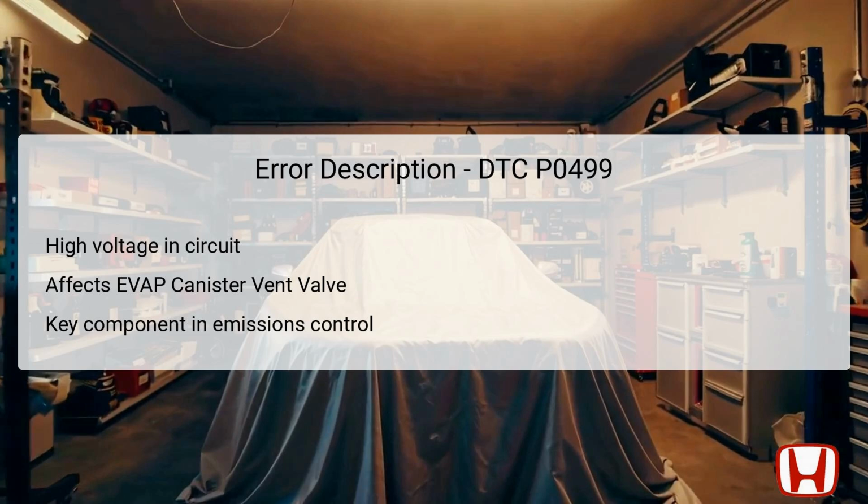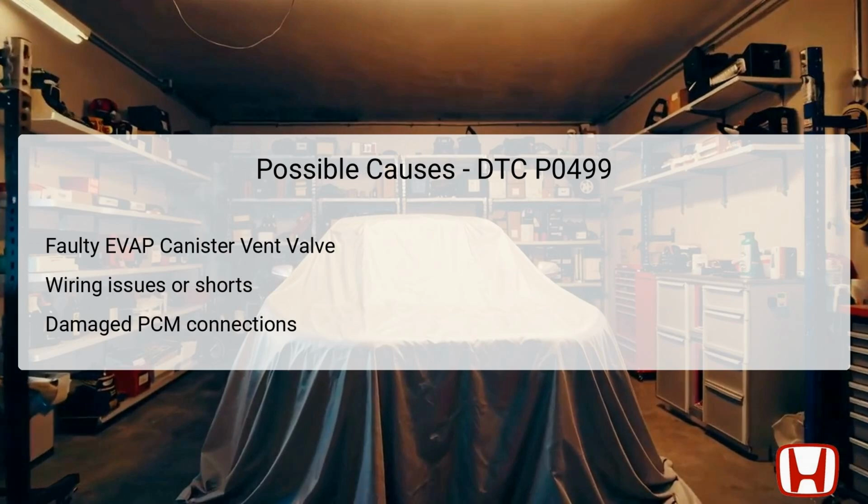This error is significant because it impacts the overall efficiency of the emission system and could lead to increased harmful emissions. It is essential to confirm whether the DTC is either a confirmed or a pending error before proceeding with further diagnostics. Several factors can trigger DTC P0499, which need to be investigated to determine the underlying issue.